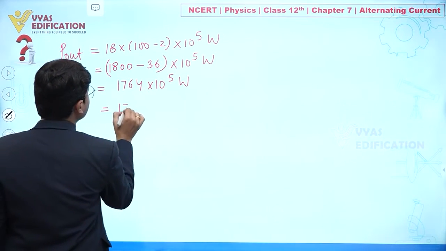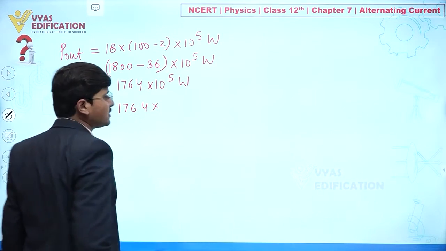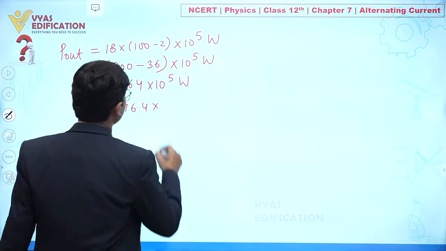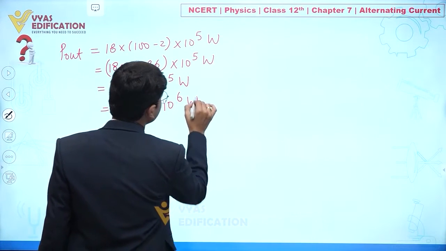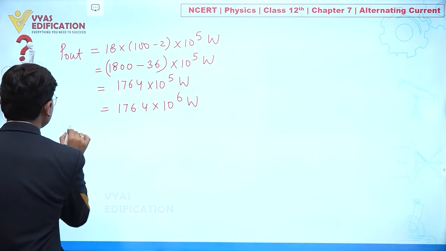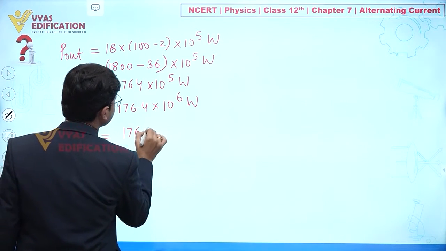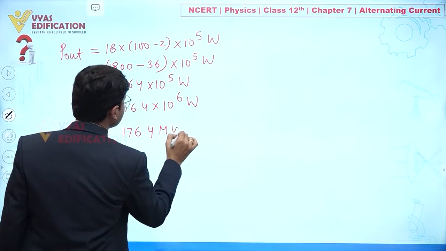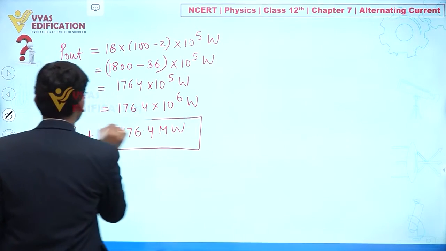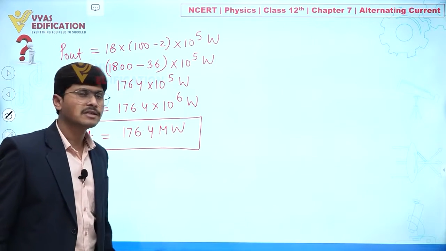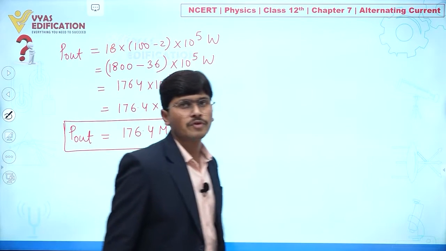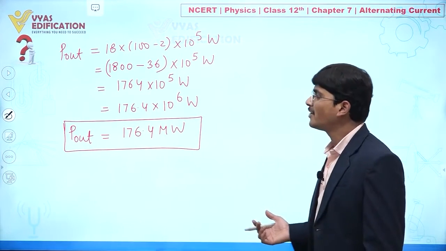Or you can also write it like this, 176.4 multiplied by 10 to the power 6 watt. So this output power is given by 176.4, and this is equal to megawatt. So power output is given by 176.4 megawatt. So this is all about this question.